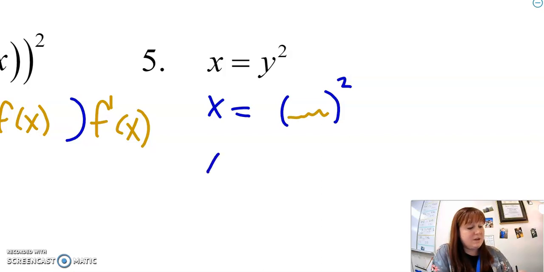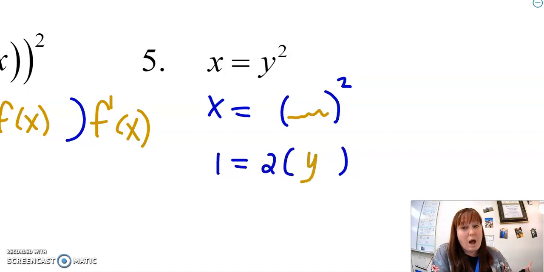Now I'm going to derive. The derivative of x with respect to x is just 1. Now I take the derivative of the outside. I leave the inside still intact, so it's just y. And then I take the derivative of the inside, which is y prime.